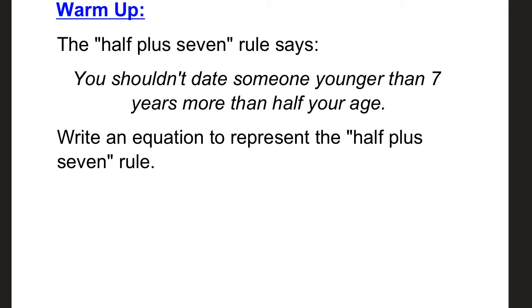Today's warm-up deals with proper rules surrounding dating. The half plus 7 rule says you shouldn't date someone younger than 7 years more than half your age. And we're to write an equation to represent the half plus 7 rule. So I know the wording is a little bit confusing, but see if you can cut through it and figure out how to model this with an equation. Pause the video and try it on your own.